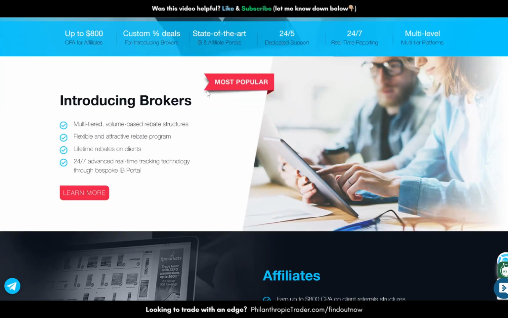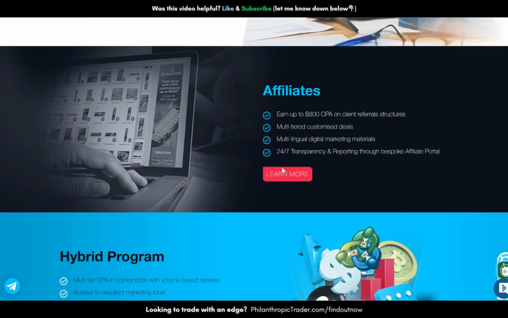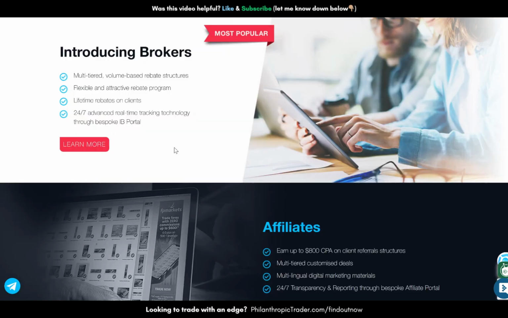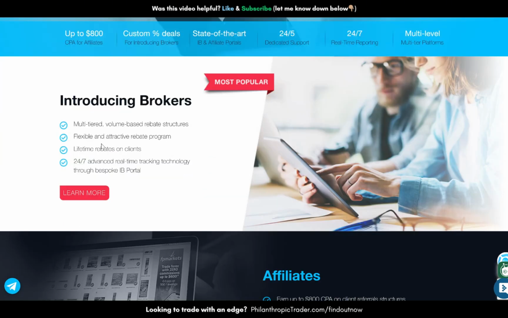Over here we see this is the most popular, the introducing broker. It's multi-tiered, also volume-based rebate structures, which means that the bigger the lot sizes, the bigger the trades the people place, the higher the commission will be for the introducing brokers. And the introducing broker is the publisher, right? This is also the publisher, and this is also the publisher, but more on that later. But okay, let's first stick to the introducing broker.